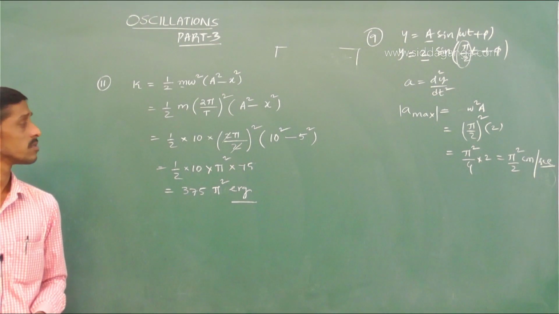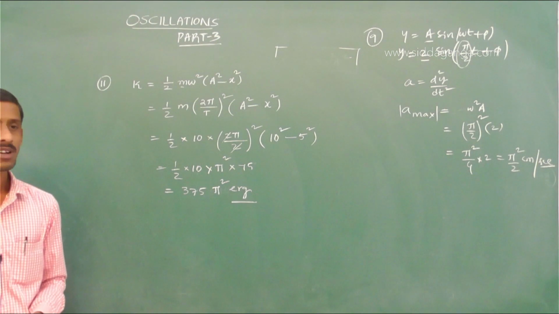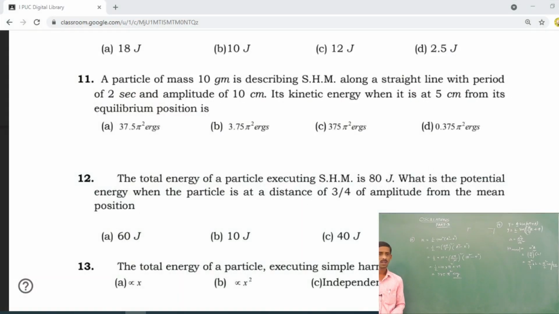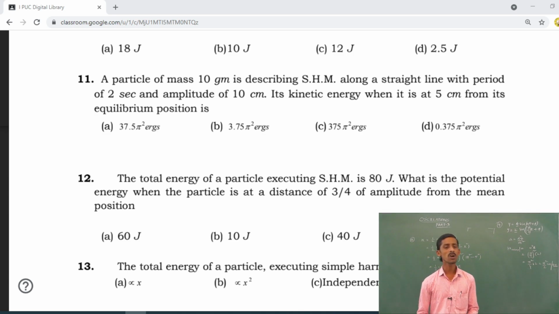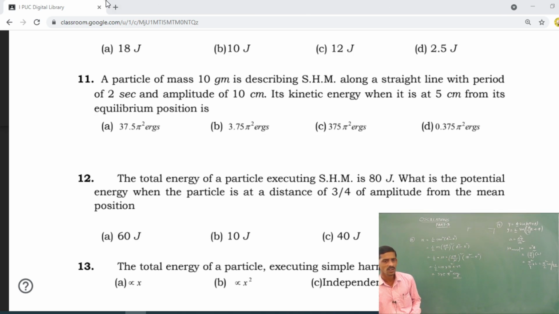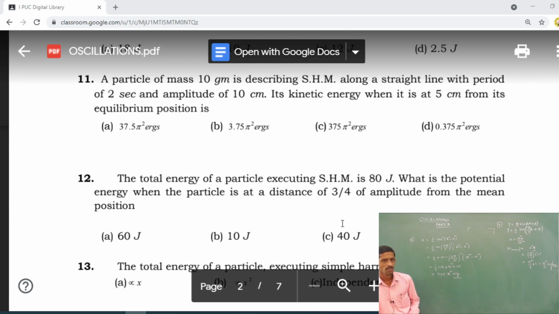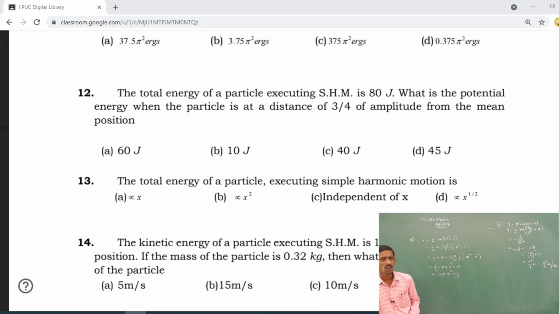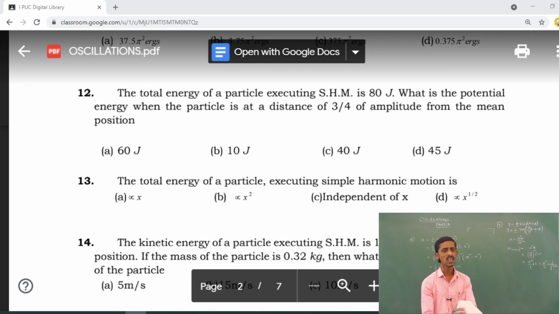Next question, question number 12. The total energy of a particle executing SHM is 80 joule. What is the potential energy when the particle is at a distance of 3/4 of amplitude from the mean position?